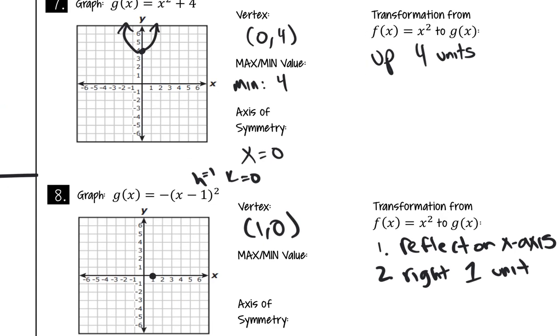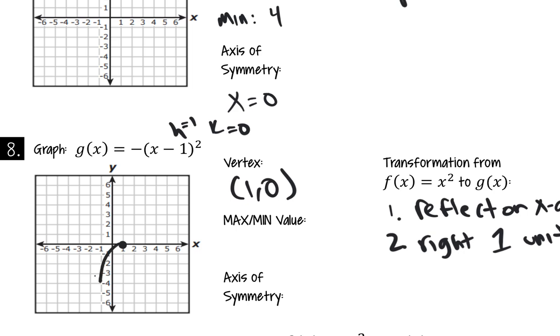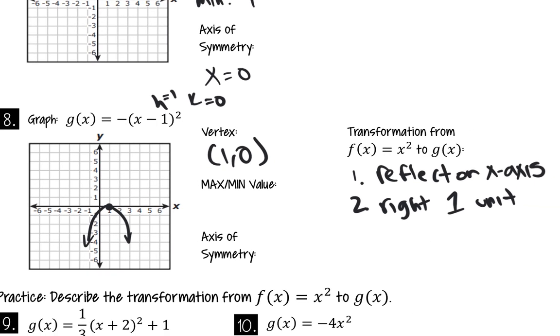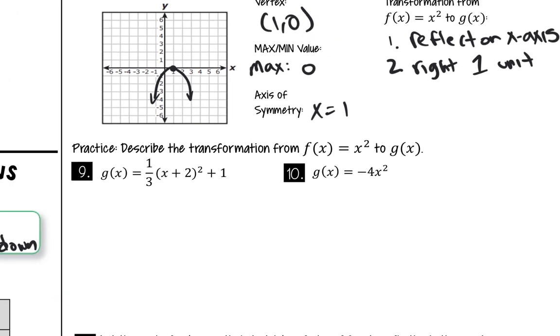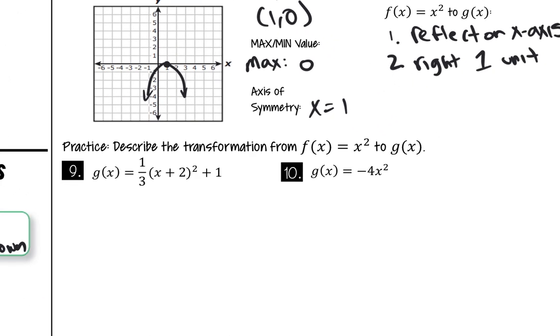Now the reflection means I open down like that. This is definitely a maximum value, and my y value is 0. Axis of symmetry is x equals 1. Now from here, all you have to do is describe the transformations. It helps to label them, like this is transformation number 1, number 2, number 3.